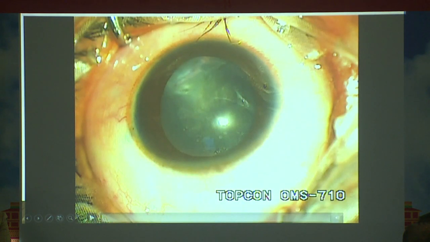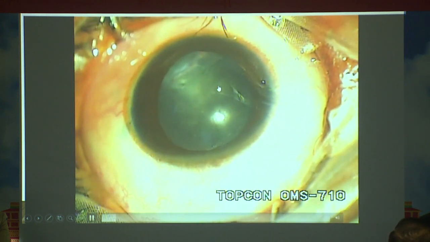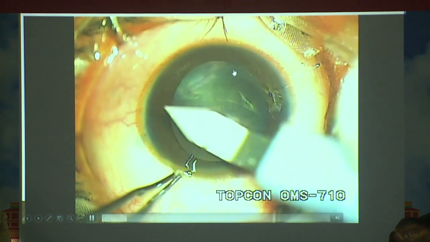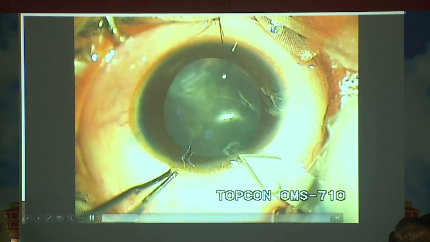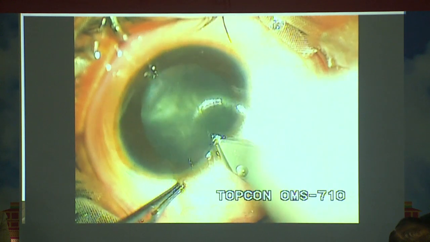And this is another case which I'm showing you. Sometimes you usually have traumatic cataracts along with it. And here, if you see, the anterior capsule is mostly torn in these cases. So we don't know whether there was any vitreous or not.